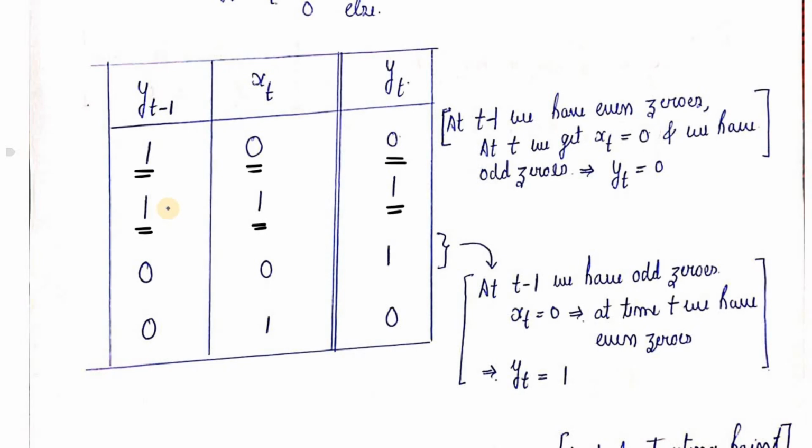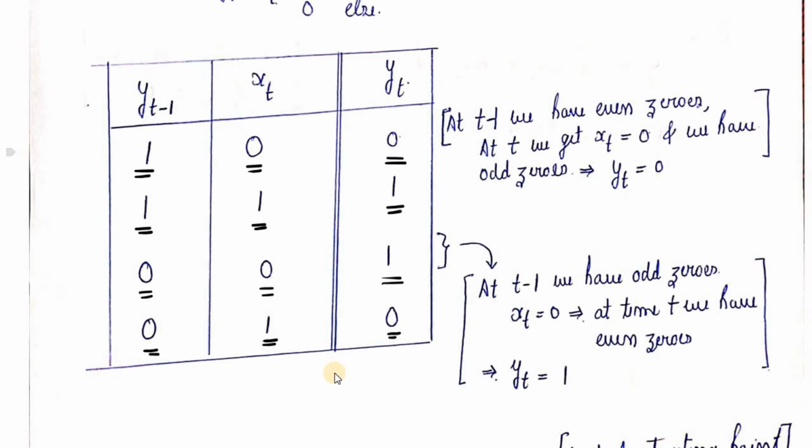Now yt minus 1 being 0 means that we had an odd number of zeros. We add xt as a 0. Now we are at an even number of zeros, so we come to 1. That's exactly what I have explained over here. And this is the odd number of zeros case: we add 1 to it and we are still left with an odd number of zeros. So broadly we get 4 possible cases out of it.